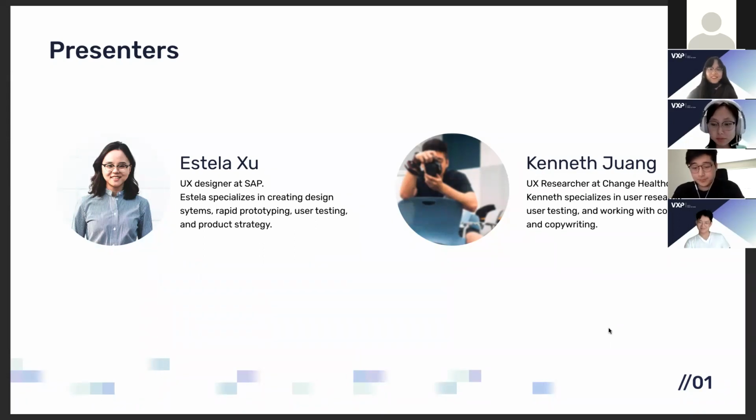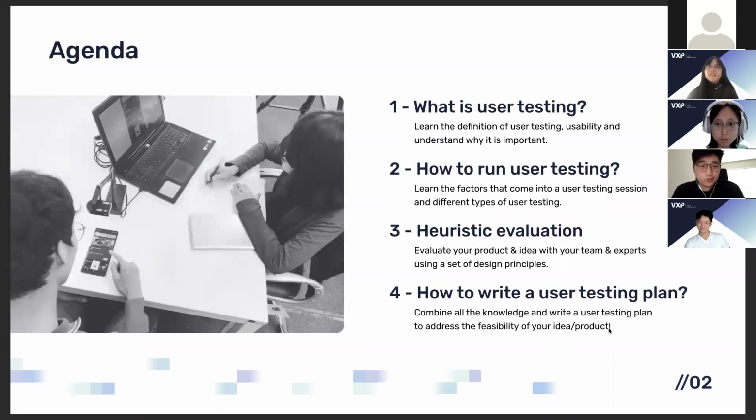Perfect. Thank you, Kenneth. So here is an overview of this workshop. I will begin with the introduction to user testing by going over what it is, why it is important, and how you actually run it. And we will take a look at different types of user testing, user testing methods and the data collection. We will also talk about what heuristic evaluation is and how to run it. We will discuss how to write a user testing plan at the end. And Kenneth and I will share with you how we actually do user testing at our workplace.